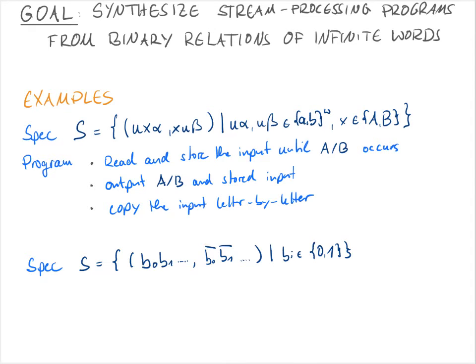Here's another specification which is even functional. The input is a bit stream and the output is also a bit stream, and every bit is flipped. And of course, there's a program that can satisfy the specification. It simply reads the input letter by letter and produces for every input bit 0 a 1, and for every 1 a 0, and this can be done in a reactive way. Read one input bit, produce one output bit.